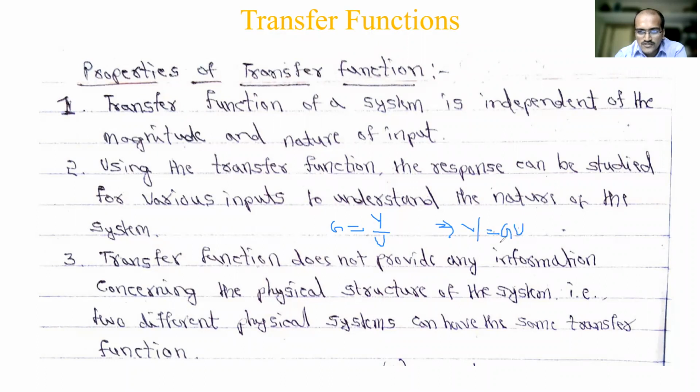So now, if you know the G value, that means the transfer function. Using the transfer function, the response can be studied. Response means what? Output is always called the response, and input is called the excitation. We have told this already, right? Alternative terms: response means Y.